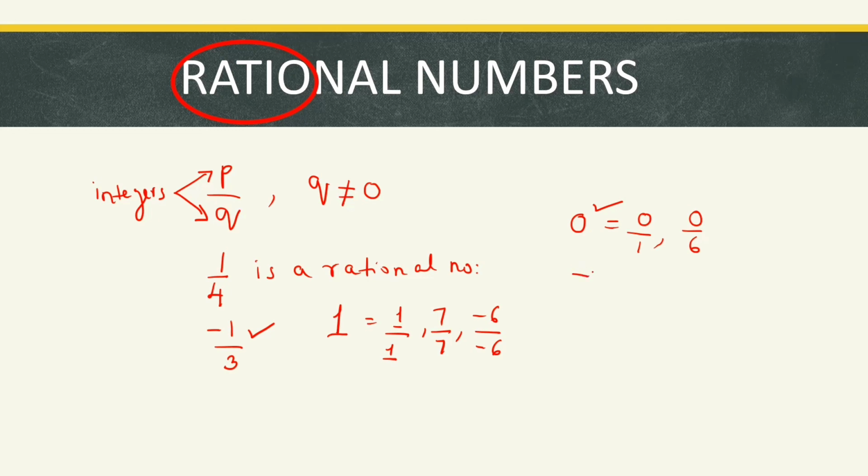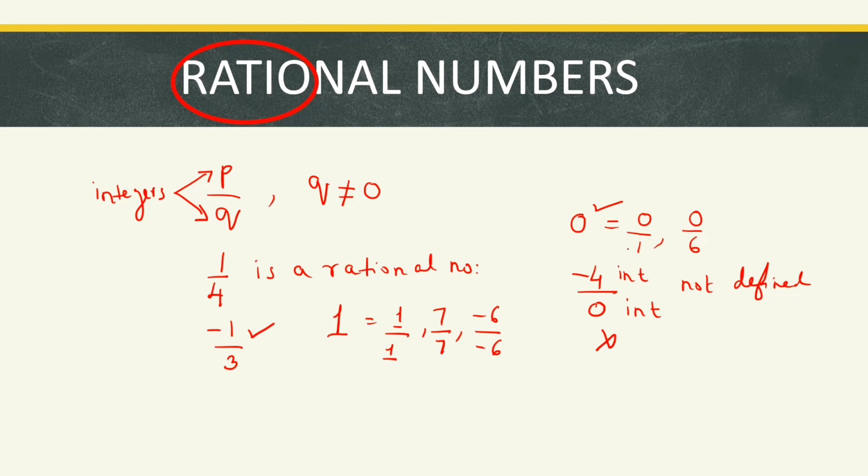How about this number, minus 4 by 0? While minus 4 is an integer, and 0 is an integer, division by 0 is not defined. So I can say that minus 4 by 0 is not a rational number.